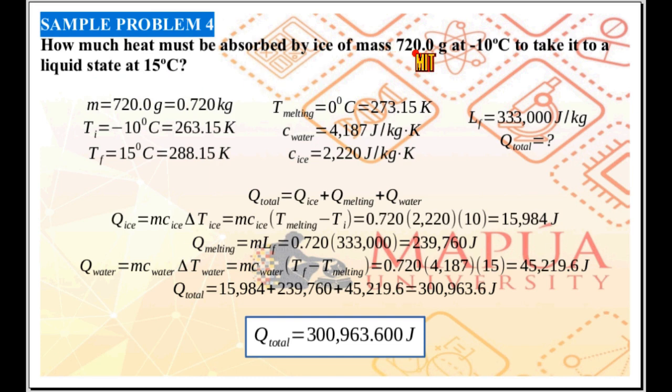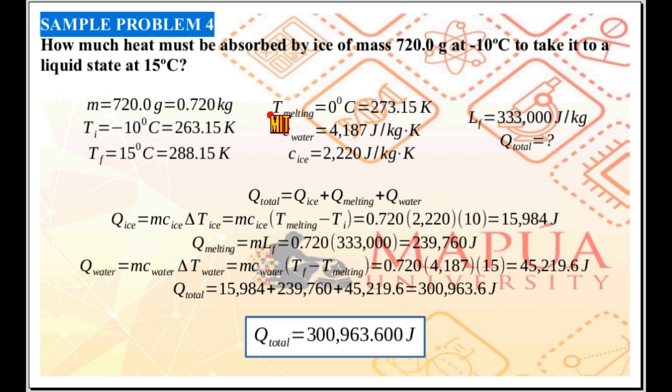So, mass of the ice, let that be M, 720 grams. Convert to kilograms. Initially, the ice is at negative 10 degrees Celsius. So, initial temperature Ti is negative 10 degrees Celsius. Convert to Kelvin. Final state, the ice has melted. It is now in liquid state. You have water, melted ice at 15 degrees Celsius. So, final temperature Tf is 15 degrees Celsius. Convert to Kelvin.